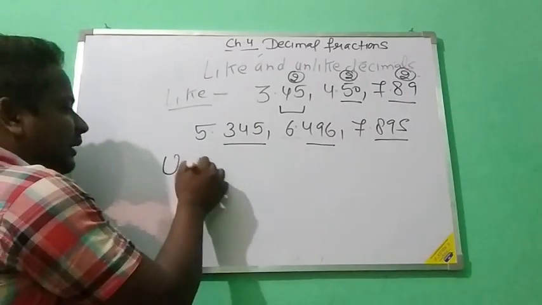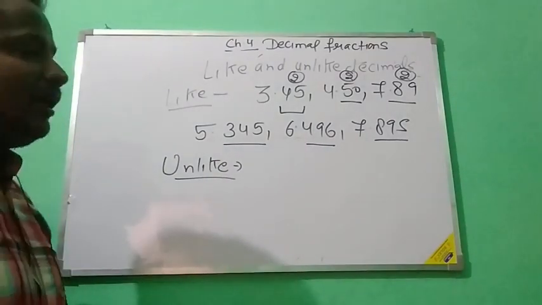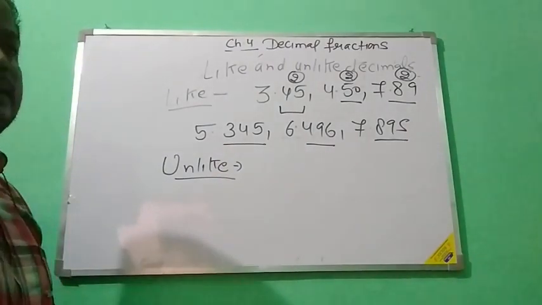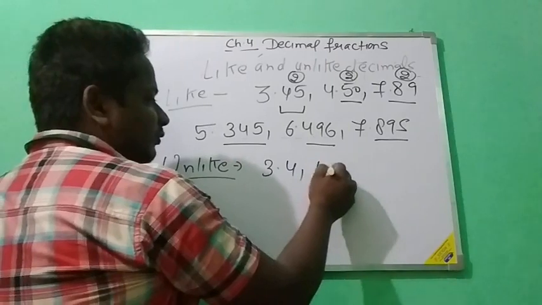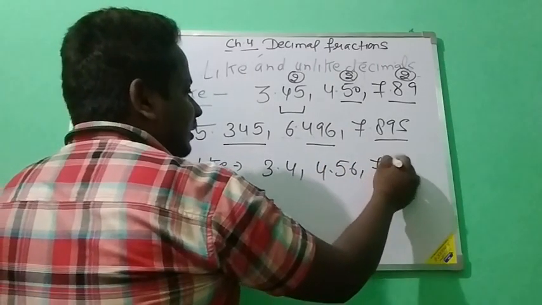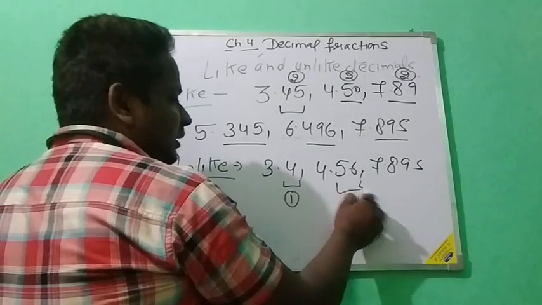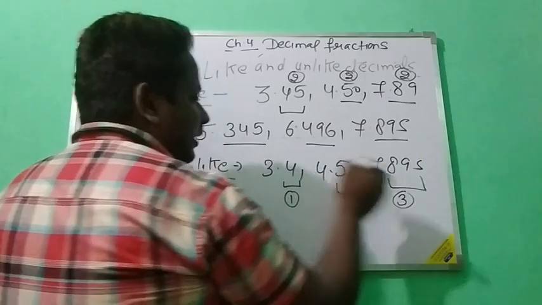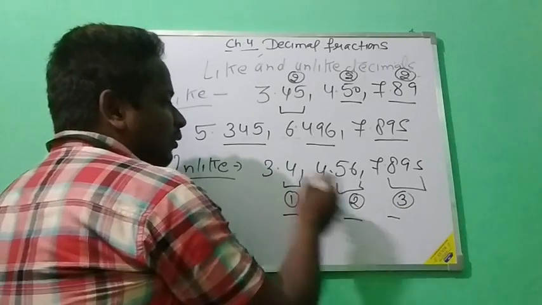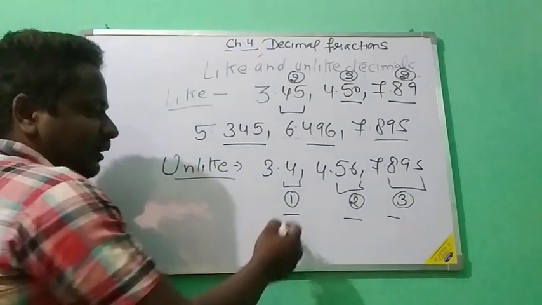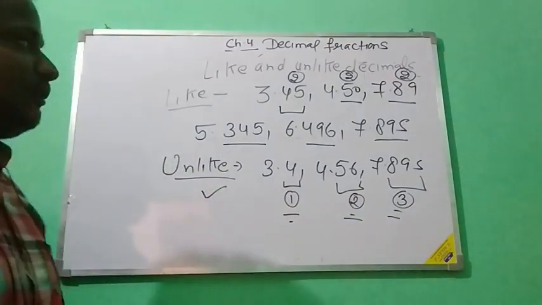And what are unlike decimals? If the numbers have uneven or unequal decimal places, they are called unlike decimals. Like if our numbers are 3.4, 4.56, 7.895. Here I have one decimal place, here I have two decimal places, and here I have three decimal places. So the number of decimal places in all these numbers is unequal. Here I have 1, here I have 2, here I have 3. So these are called unlike decimals.